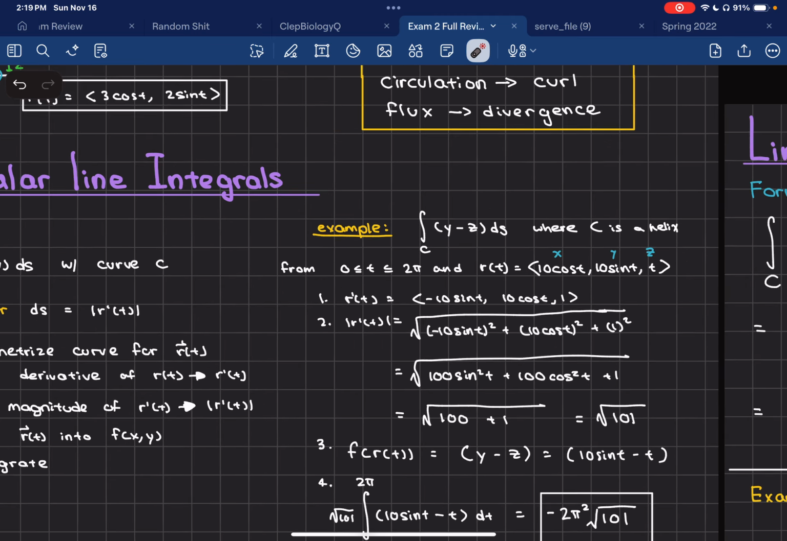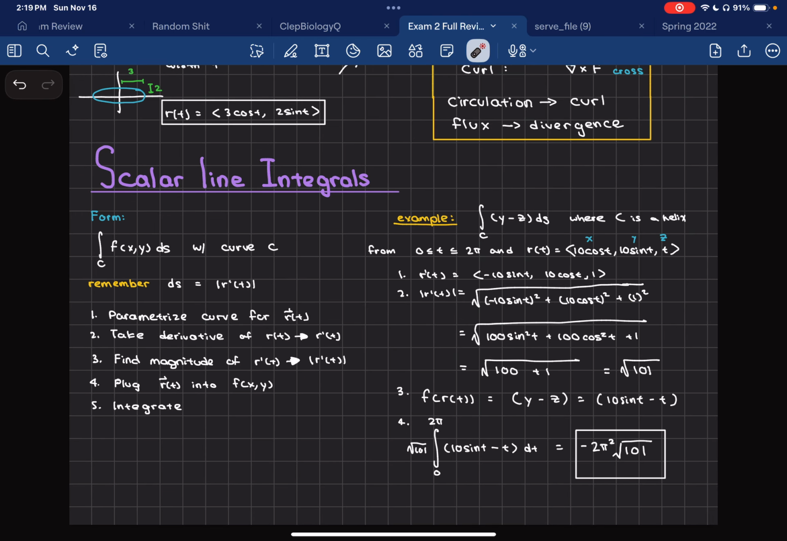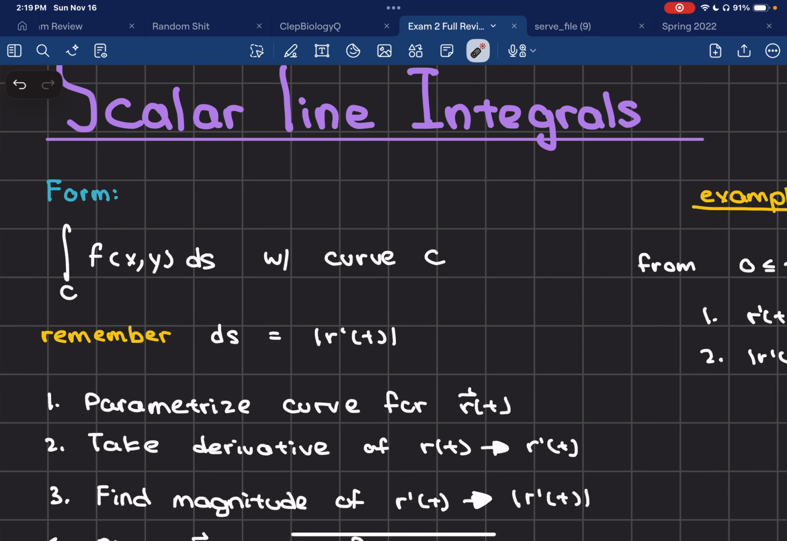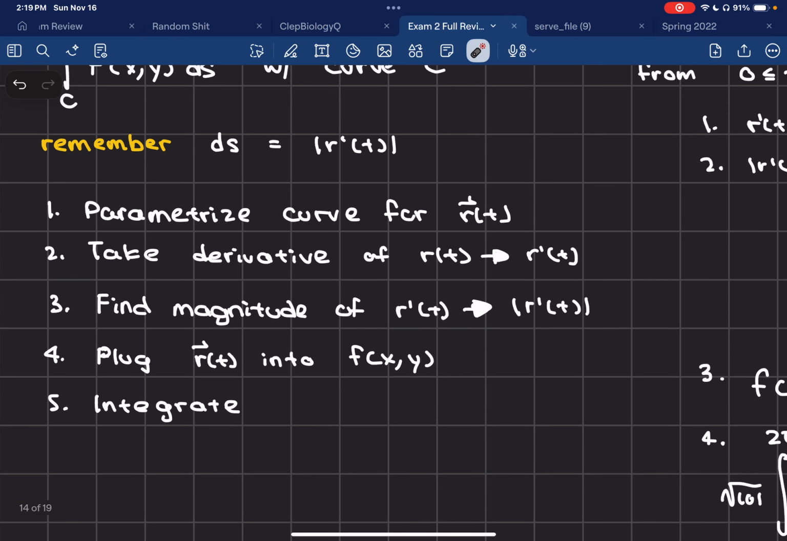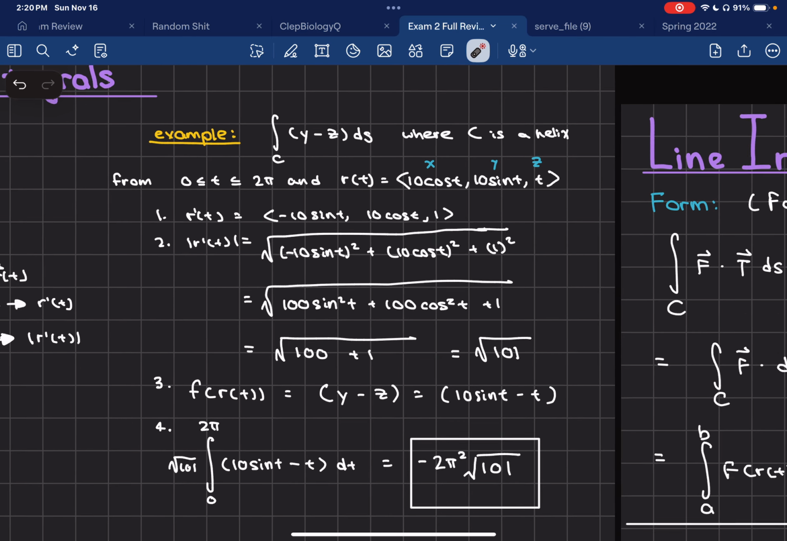Okay, first one, scalar line integrals. For scalar line integrals, you have this form right here. This is the most simple form you'll see for the line integrals, the integral of the function times ds, where ds is the magnitude of r prime of t. So here are the steps for it. You parameterize to find r of t. You take the derivative of r of t. You find the magnitude of r prime of t. You plug r of t back into the function of xy, and then you integrate it. So here's an example where I do that.